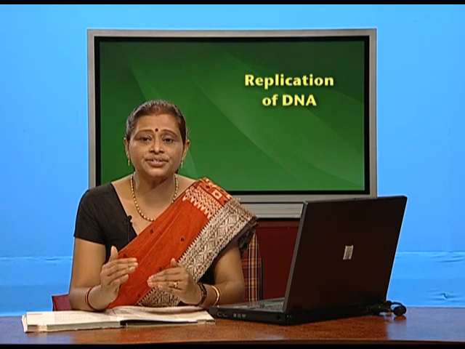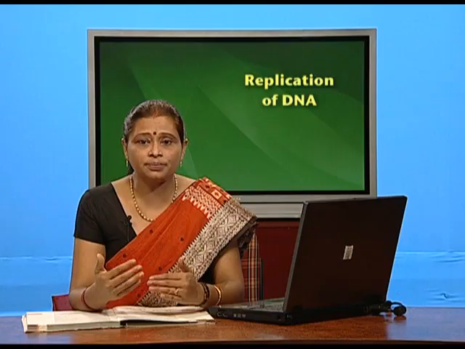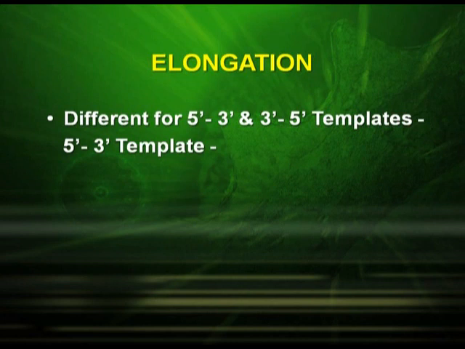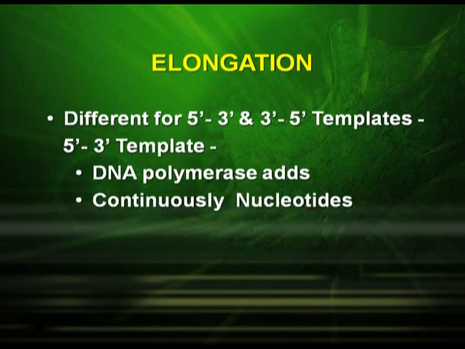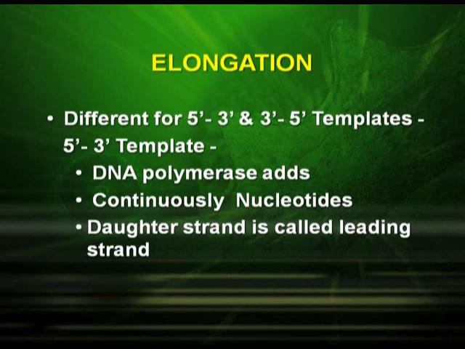Now, once the initiation has taken place, the next step is elongation. Now, this elongation process is different for 5 to 3 prime and 3 to 5 prime templates. This is very important. On the 5 to 3 prime template, the enzyme DNA polymerase adds nucleotides continuously, and therefore the daughter strand is called the leading strand.